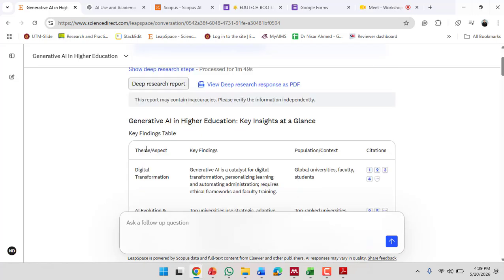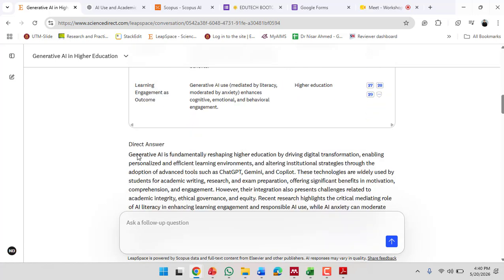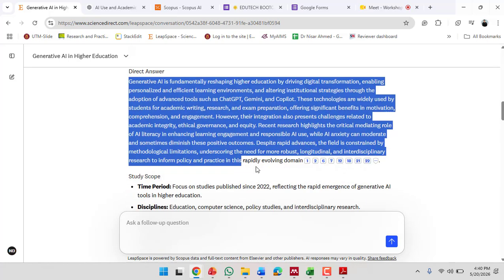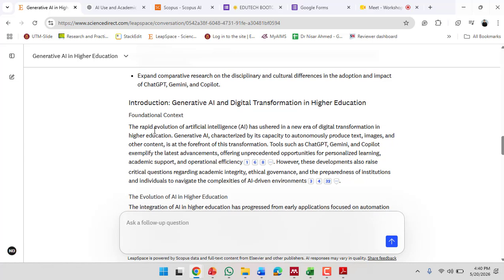Again, you need to download these references and put them in Mendeley. These are the authentic references. In Scopus AI you can find all the references here. This one shows 76 references. These are the references, deep research references.